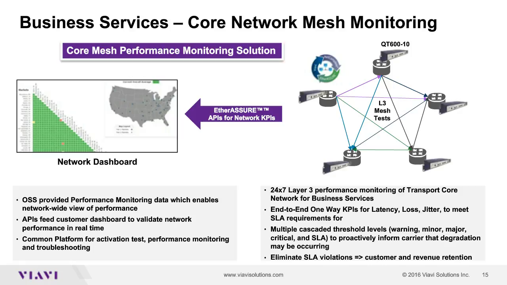And, of course, in the network engineering context, changes made to improve latency can have an effect on loss as well. So there's always a trade-off being made in that network engineering between latency and loss. End-to-end, you've got KPIs for that network, as well as one-way measurements, and we're seeing a lot more one-way measurement technology being applied in networks because the networks are not always symmetrical. Multiple cascaded threshold levels, so the ability to trigger whether it's a minor issue, major, critical, or an SLA violation quickly. So the extent of the performance degradation that's occurring can instantly be communicated to the operator with the intent of eliminating SLA violations and retention.